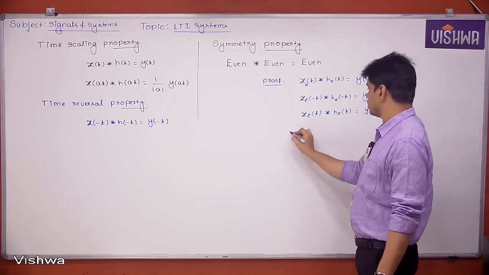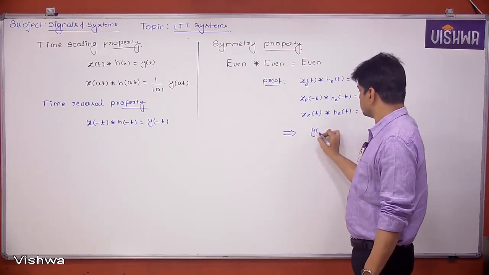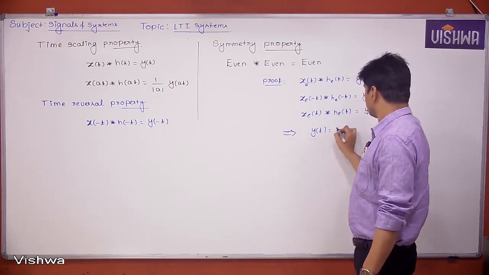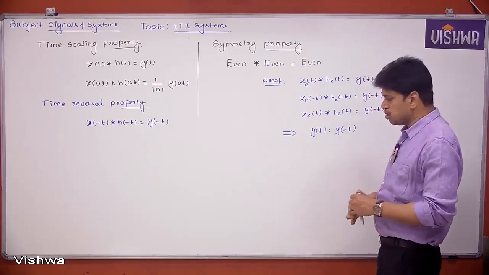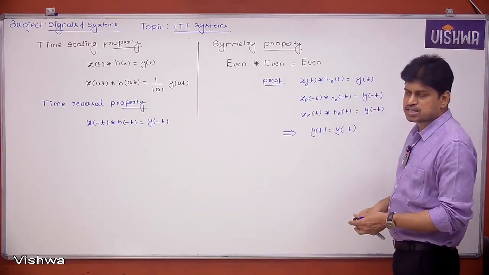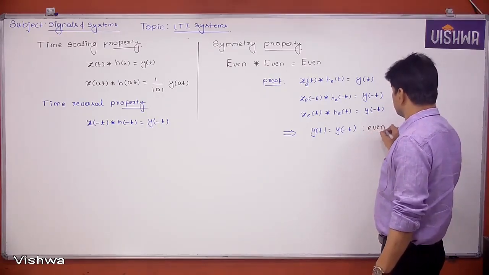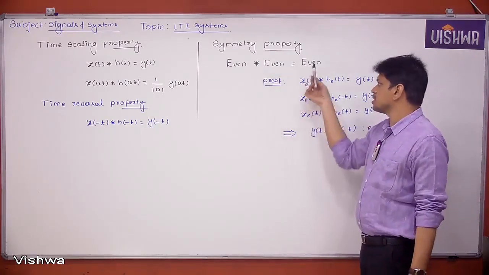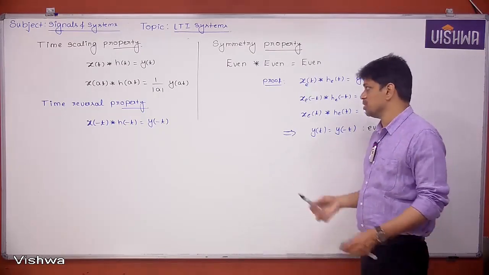So from here, I can write y of t is equal to y of minus t. What is it saying? If you take time reversal, you get the same signal. That means the result is nothing but an even signal. So I can say if two even signals are convolved, the result is also an even signal. That's the meaning of it.